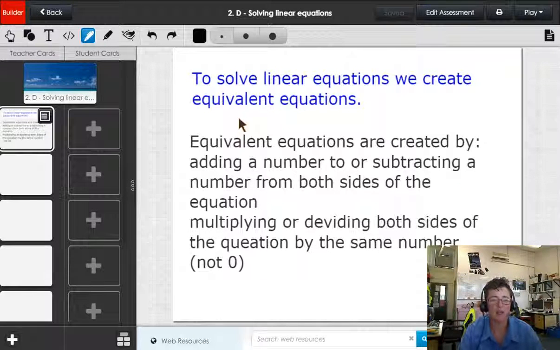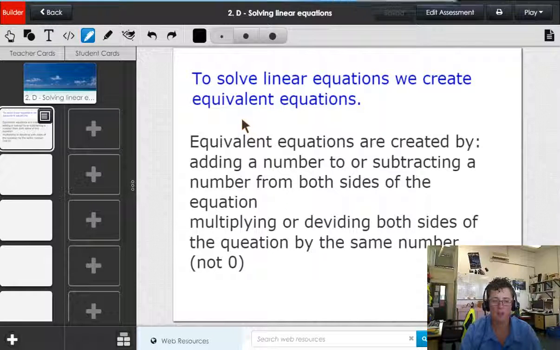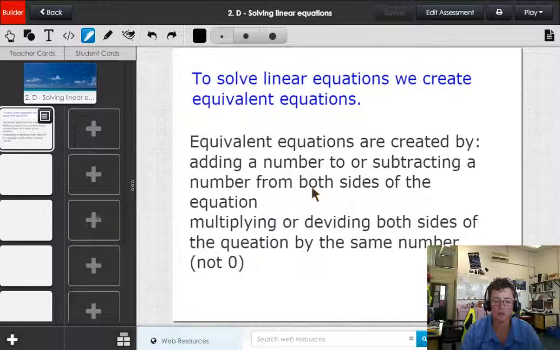Okay, today we're going to look at how we solve linear equations. To solve linear equations, we create equivalent equations. So on both sides of the equal sign, if we change one side, we have to change the other side. Equivalent equations are created by adding a number to or subtracting a number from both sides of the equation, or we multiply or divide both sides of the equation by the same number, as long as it's not zero.